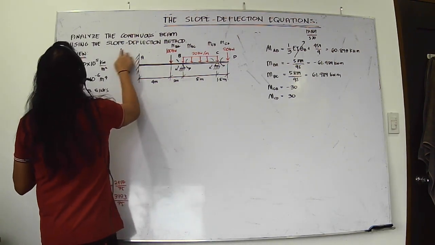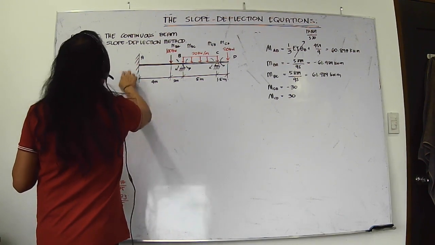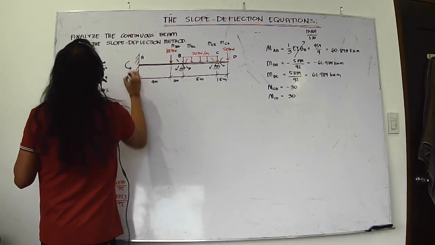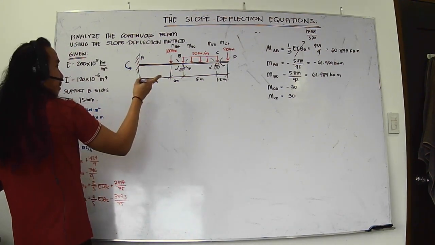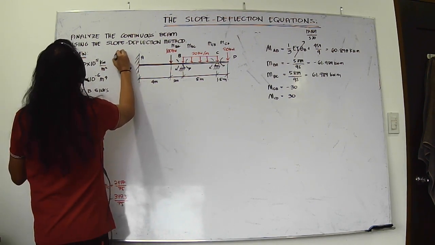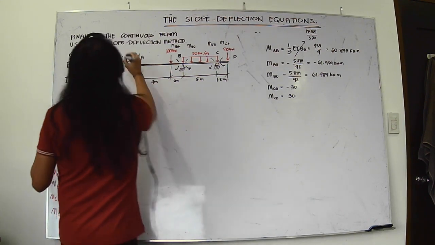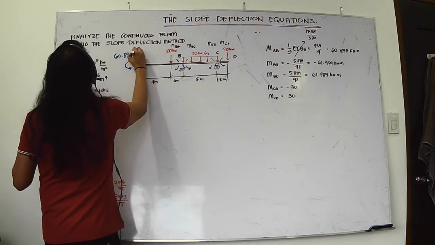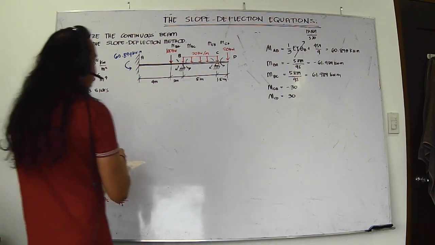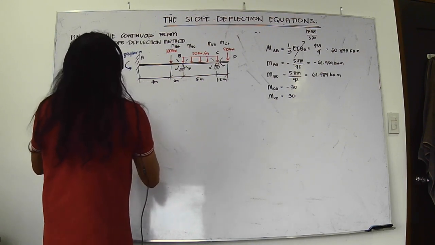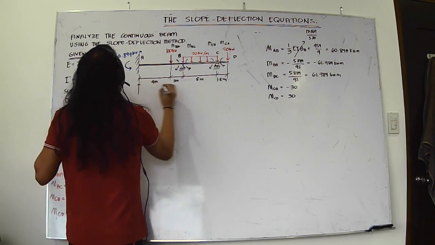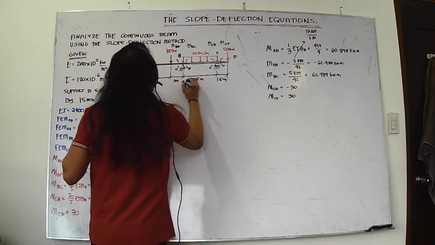We already know that MA is equal to MAB, which is equal to 60.894. Okay, let's try to solve for the reactions.